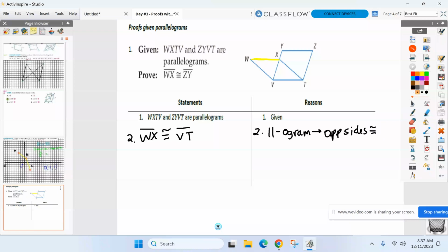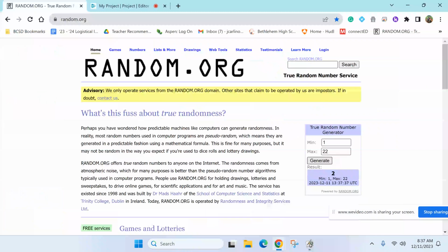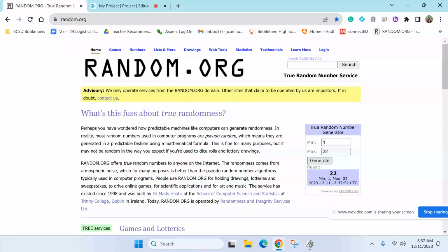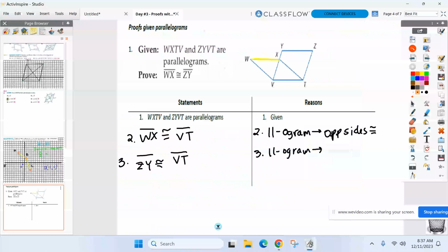All right, let's hop over to ZY, the other segment in the proof statement. Anybody see anything that might be congruent to ZY in this proof because it's parallelograms? ZY and what do you got for me here? Bailey: VT. Oh, that's interesting. VT. Parallelogram implies. What property was just used there, Simon? To say ZY congruent to VT, what property did we just use? Same, opposite sides equal. Yep, opposite sides congruent.